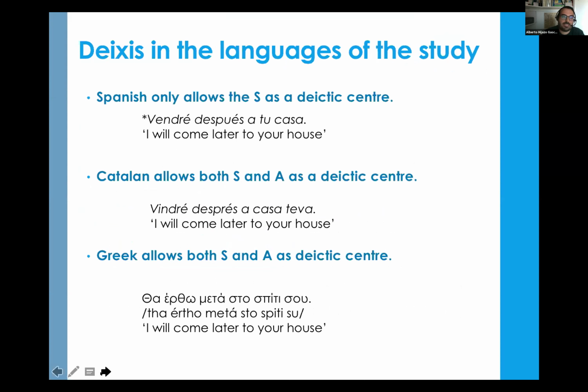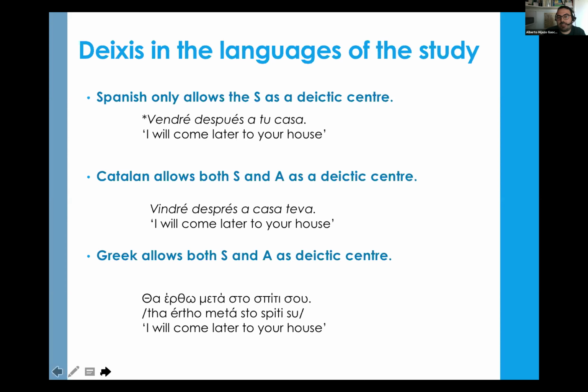In the case of Spanish, as I said, only the speaker can be the deictic center. That means that the verb venir, come, is only used towards the speaker, with a few exceptions, mainly when the speaker can identify with the place. So normally we will not say, I will come later to your house, unless I'm at your house at this moment. But normally I will say, iré, so I will go to your house later.